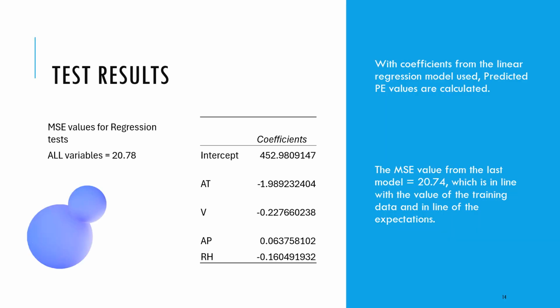If we go over to the testing data, we use the coefficients from the linear regression model, which you see here on this screen, and we use them to calculate the PE for the 20% of the dataset given for testing. After the calculation, we see that the MSE on the test data is 20.74, which is in line with the value of the training data and in line with the expectations, which was 20.78 from the previous data.